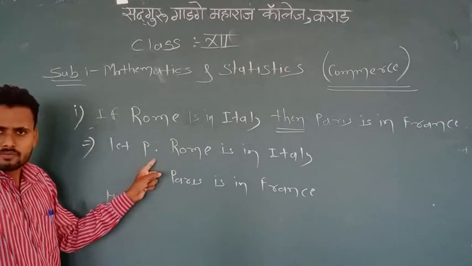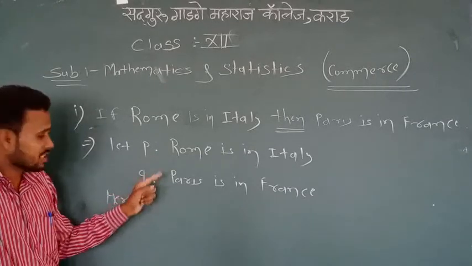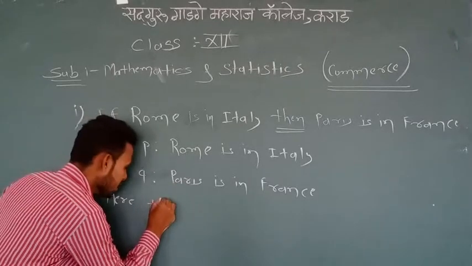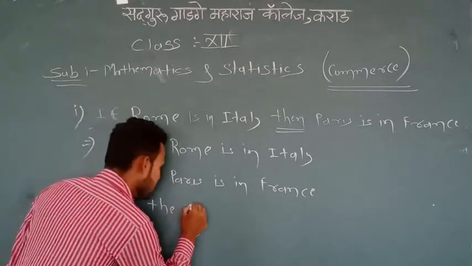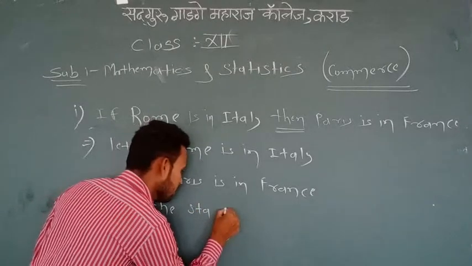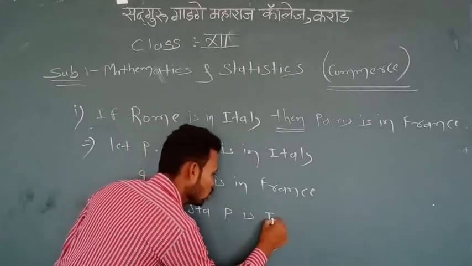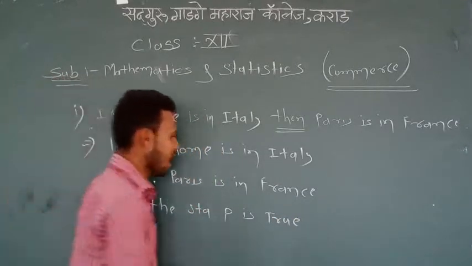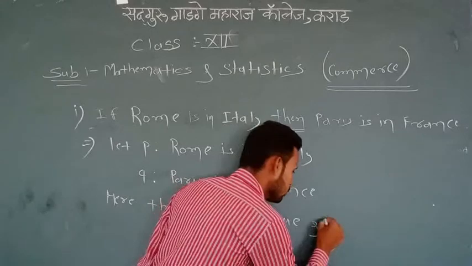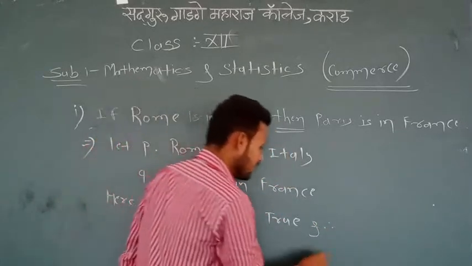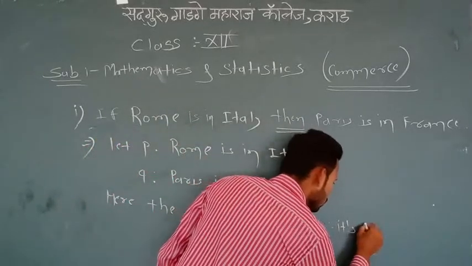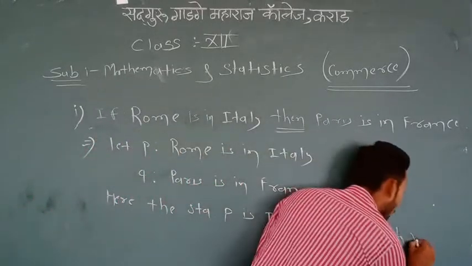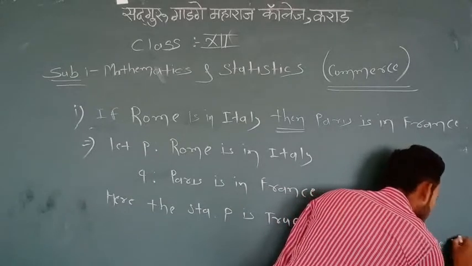Now here the statement is true or false. Obviously the statement P is true, and therefore its truth value is T.